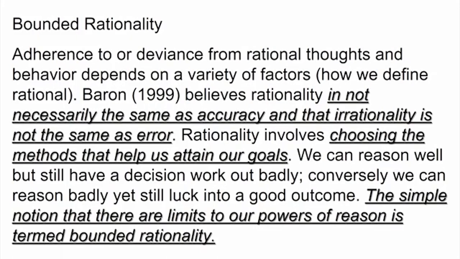And so, this rationality and irrationality is basically independent of the accuracy of performing a job. Now, rationality involves choosing the method that helps us attain our goals. So, rationality says to use those methods that are effective, those which produce results, and using those methods to attain goals is what rationality is. Rationality does not talk about whether accuracy is affected by it or not.